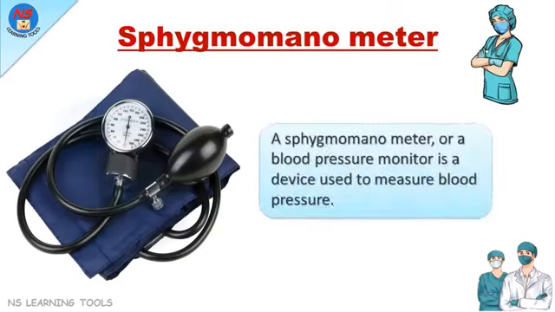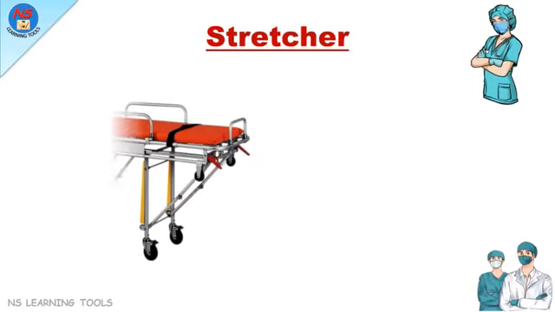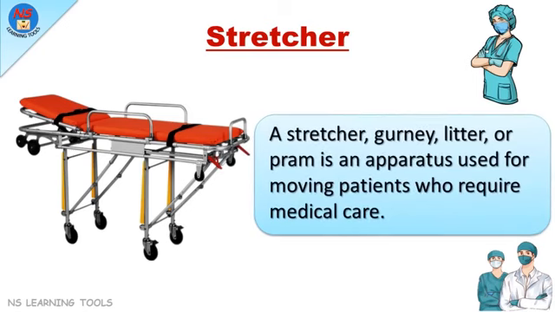Sphygmomanometer. A sphygmomanometer, or a blood pressure monitor, is a device used to measure blood pressure. Stretcher. A stretcher, gurney, litter, or pram is an apparatus used for moving patients who require medical care.